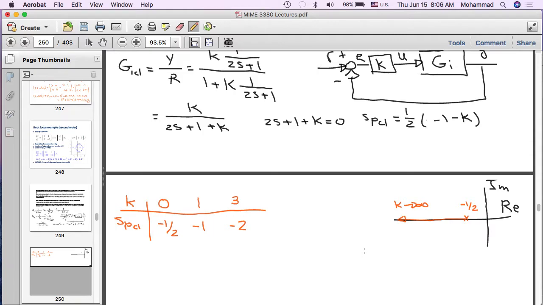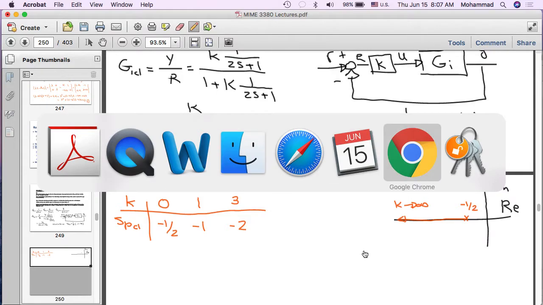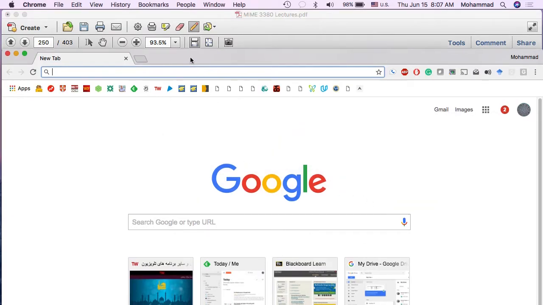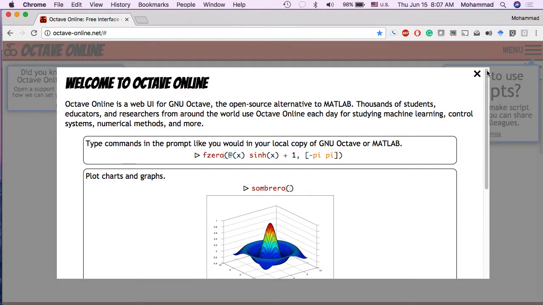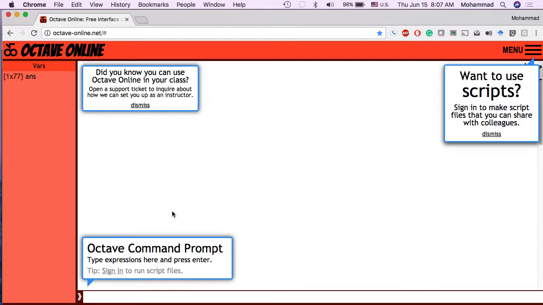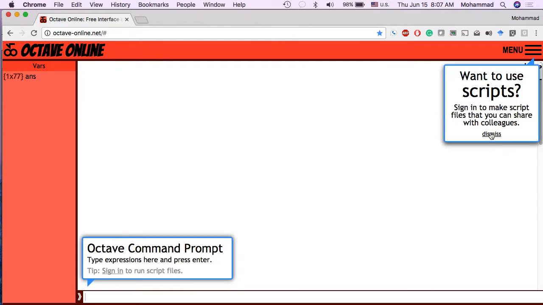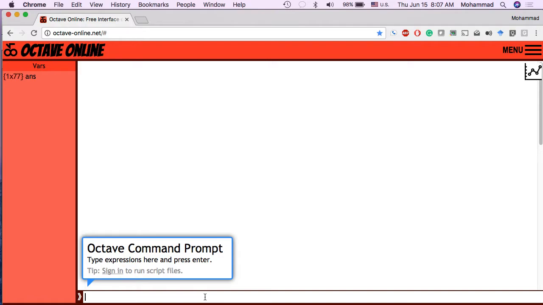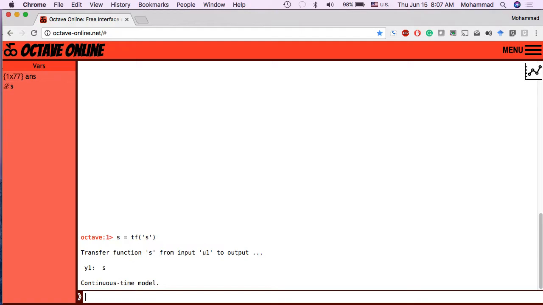We can do the exact same thing using MATLAB. Let me open the online version. If you go to octaveonline.net, this is a browser-based version of MATLAB. In order to create a root locus, you need to introduce s as a special variable, and then define the transfer function of the open loop. So G1 is 1 over 2 times s plus 1.